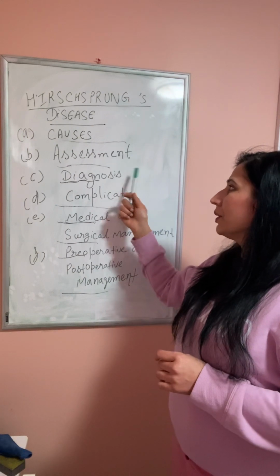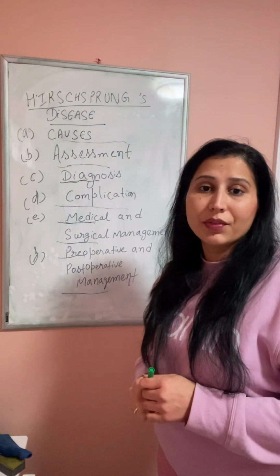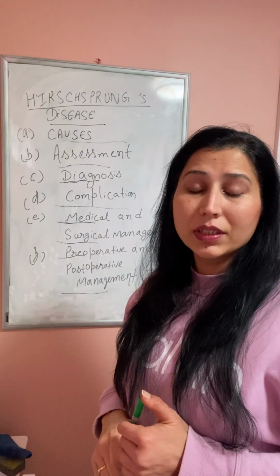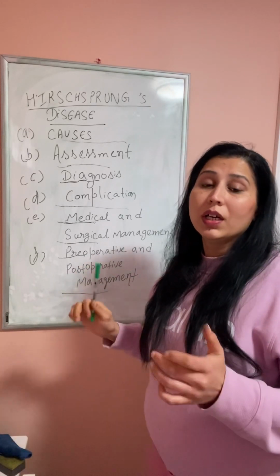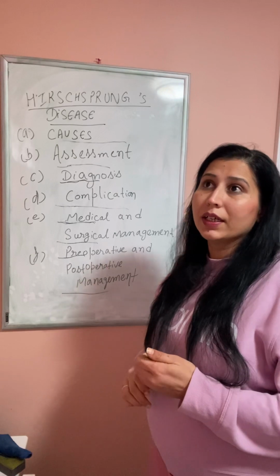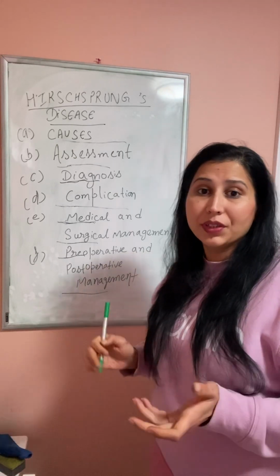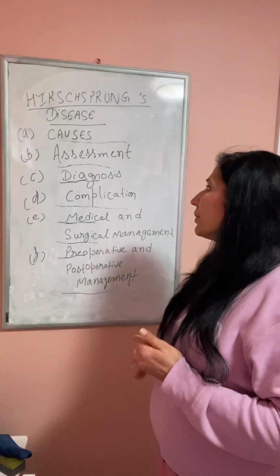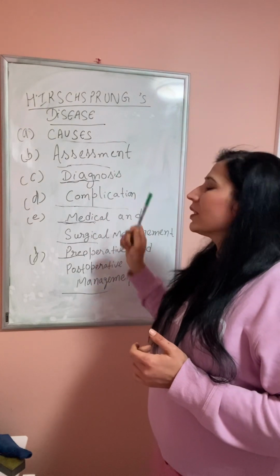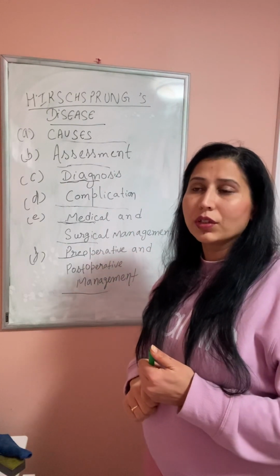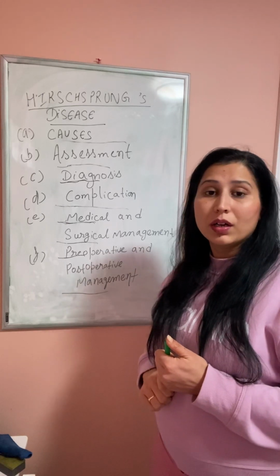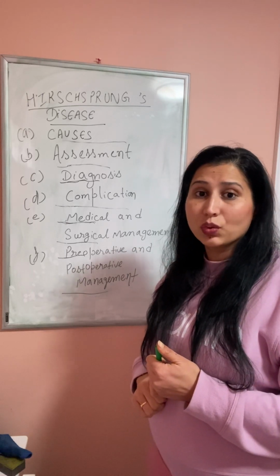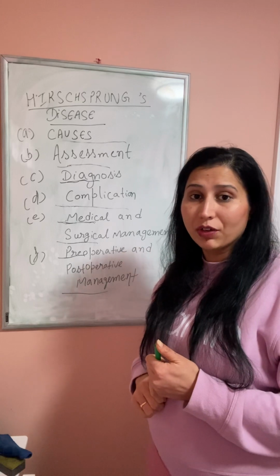So what is the assessment? In the assessment we can see that the child, when they are older, has retarded growth, has constipation, and again sometimes has diarrhea in between. These are the assessment findings we can see. For diagnosis, mainly we go for a biopsy. With the biopsy we can see the tissues, where there are no ganglia present, which help in the movement of the bowel.